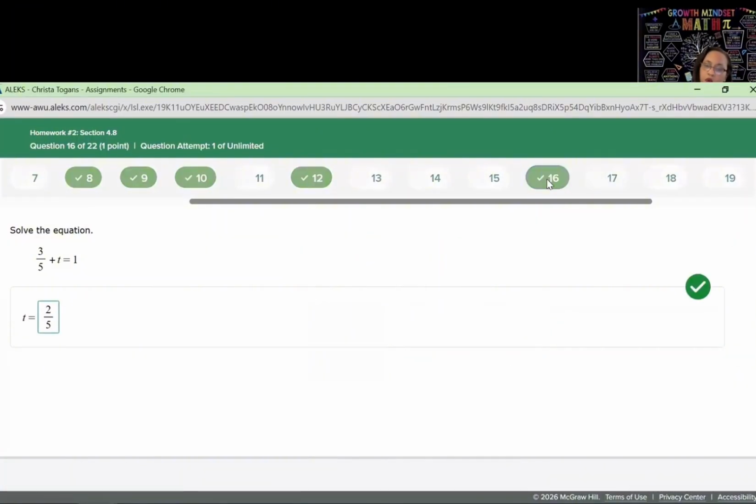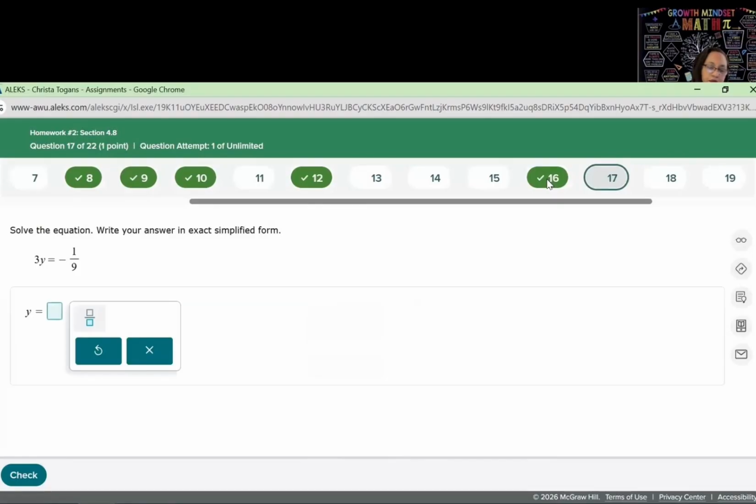And we're almost done here. For this one, I'm just going to divide both sides by 3, which is going to give me -1 divided by 27. Okay.